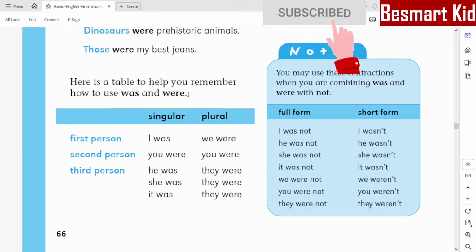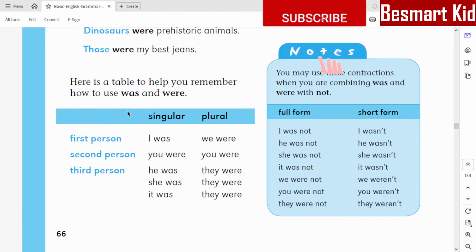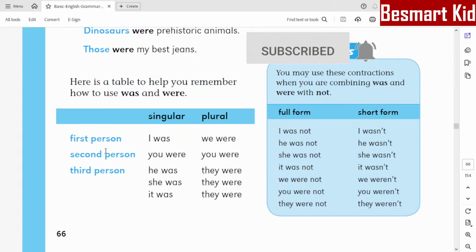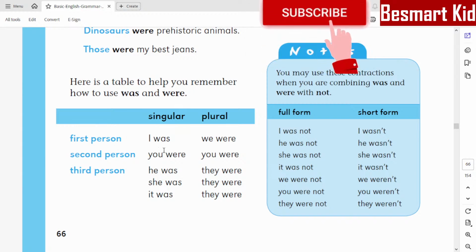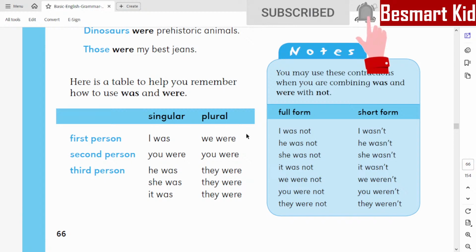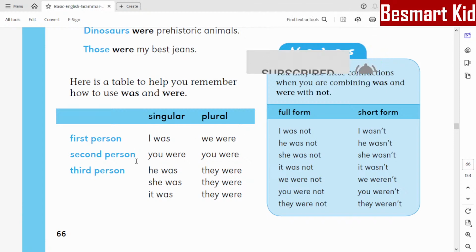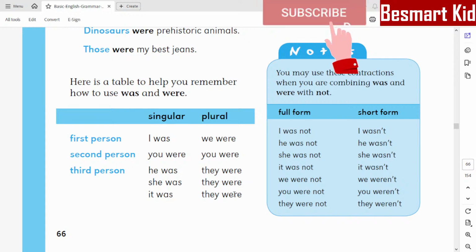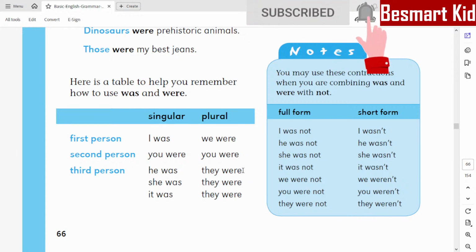Here is the table to help you remember how to use was and were. Here we have singular and plural. First person: I was will be we were. Second person: you were will also be you were. The third person: he was, she was, and it was will all be they were.